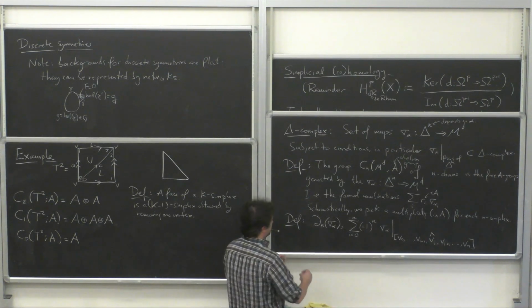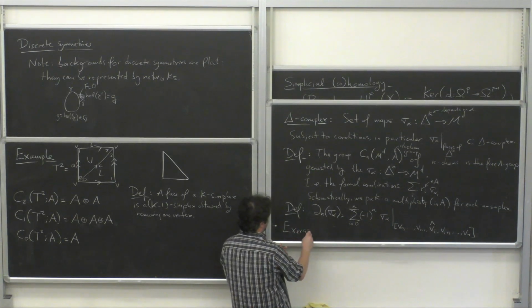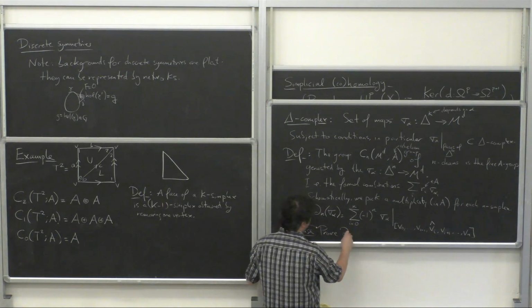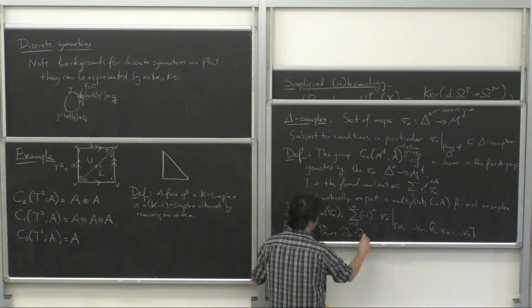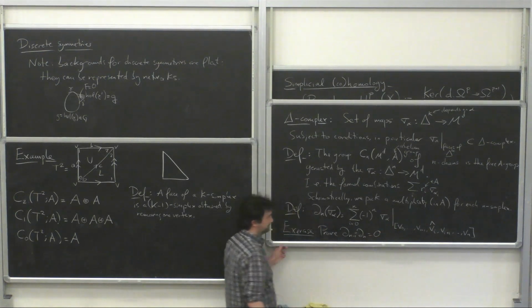So one exercise for you, a standard exercise if you want to learn these things. Prove that if you take the boundary of a boundary, you get 0.